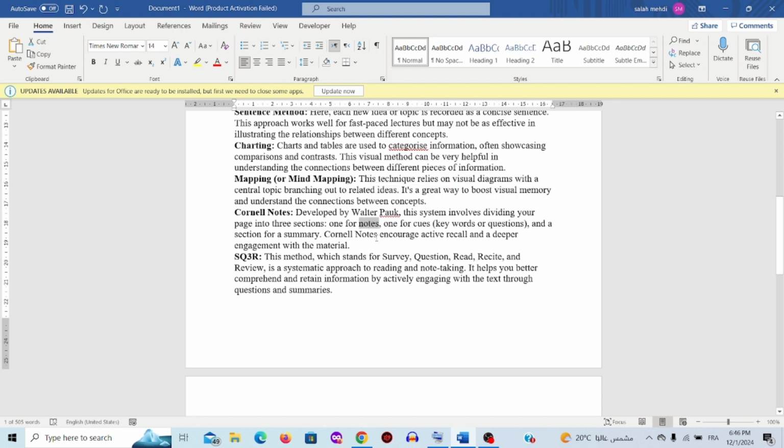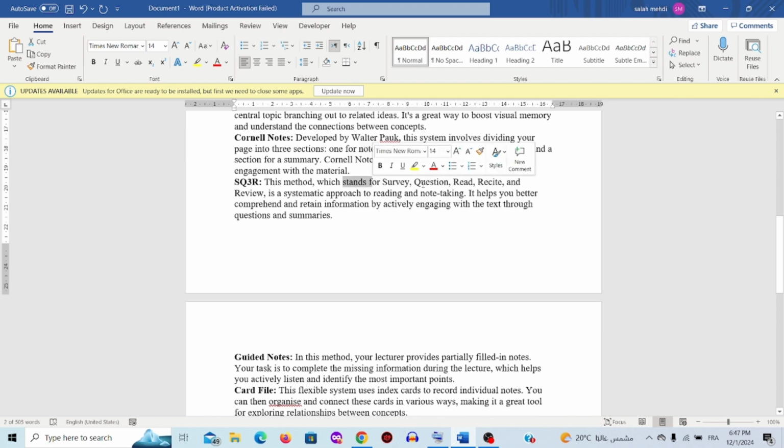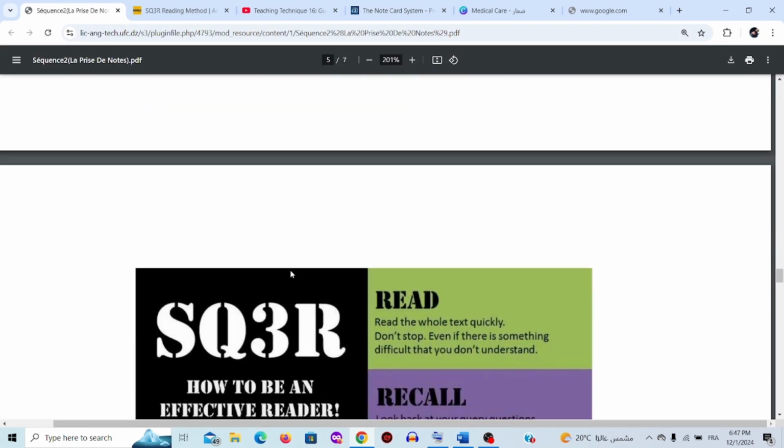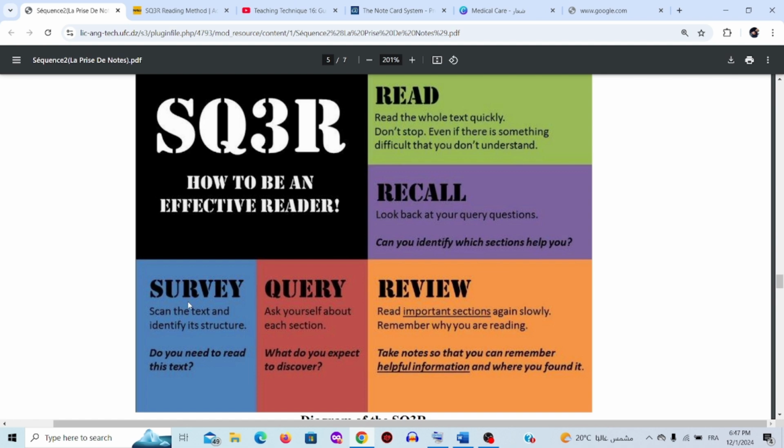The Cornell notes encourage active recall, so you are going basically to recall the information you use in this system. We have also SQ3R. This stands for survey, question, read, recite, and review. S is for survey. So you are going to scan, if for example you have a text, you are going to scan the text, and you are going to identify its structure.